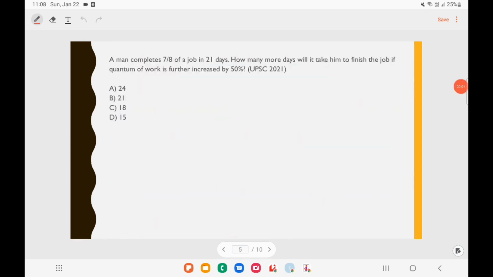Now let us do some questions from UPSC and also some practice questions. This is a question from 2021 UPSC. A man completes 7 by 8 of a job in 21 days. How many more days will it take him to finish the job if the quantum of the work is further increased by 50%? It says that the man in 21 days will do 7 by 8 of the work.